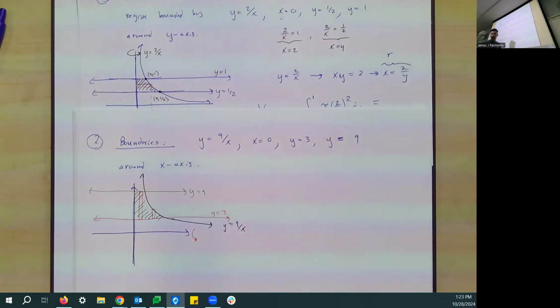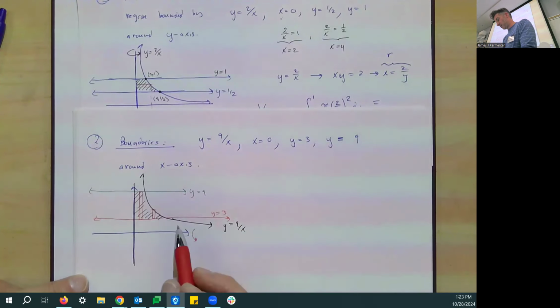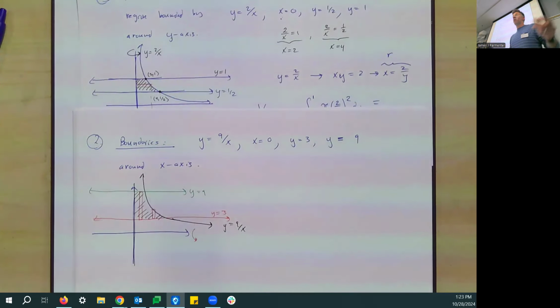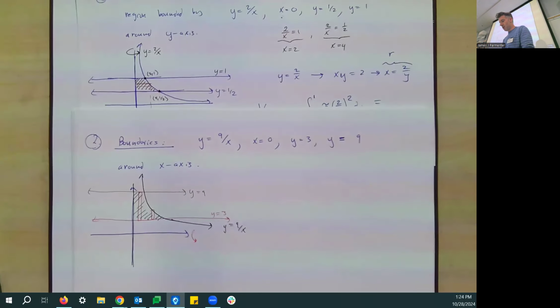If you draw a strip over here, your outer radius is a different function. It's y equals 9 over x. Your inner radius is still y equals 3. So if either of your radii change, either the outer one or the inner one, as you move across your region, that means you have to use more than one integral, which is a bummer. Oh well, that's what we've got. This would be great if we had a different method of integration, but we don't. So oh well. So two integrals.